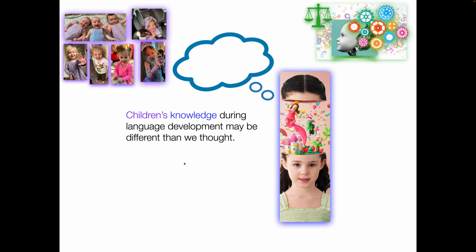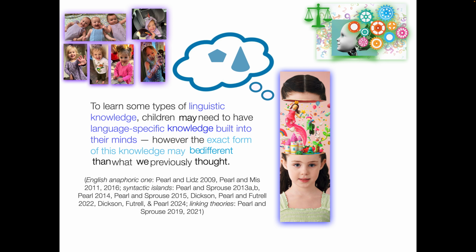Also, children's knowledge during language development may be different than we originally thought, right? So to learn some types of linguistic knowledge, children may indeed need to have language-specific knowledge built into their minds. However, the exact form of it might be different than what we previously thought. And again, this is a variety of studies looking at different syntactic phenomena, English anaphoric one and syntactic islands, as well as linking theories, right? The connection between syntax and semantics, the link between that and argument structure.